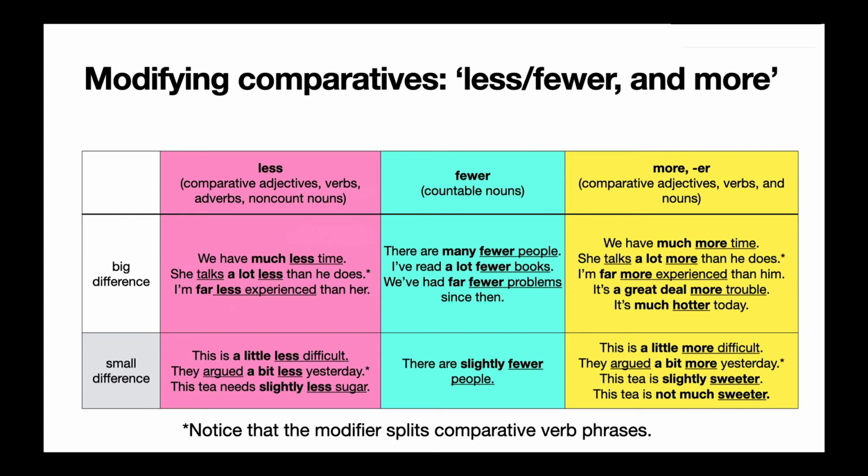And then finally, in the yellow column, we can use these modifiers, but also we can use not much for things that are more. So instead of saying this tea is sweeter, we could say this tea is a little sweeter or not much sweeter to show the same small kind of difference. Notice that when we use comparative verb phrases, we will put the modifier in between the verb and the less. So here it says she talks less, she talks a lot less. Or she talks more, she talks a lot more. And that's because the modifier goes after the verb.